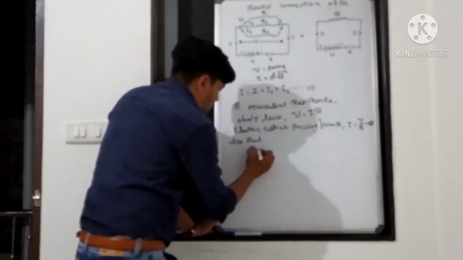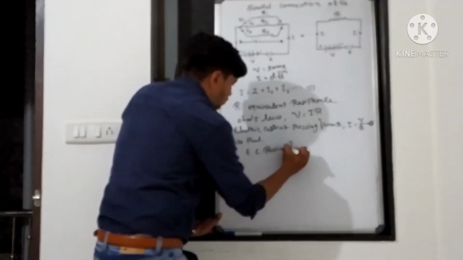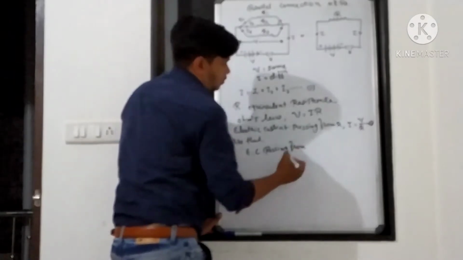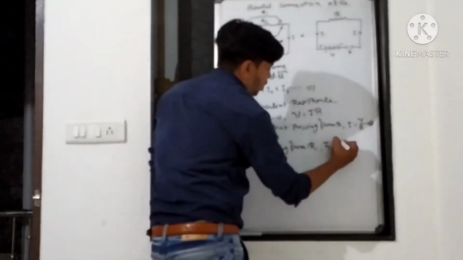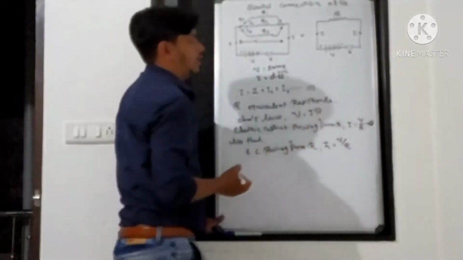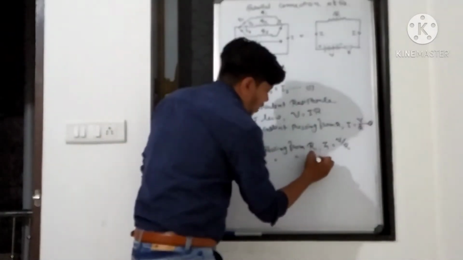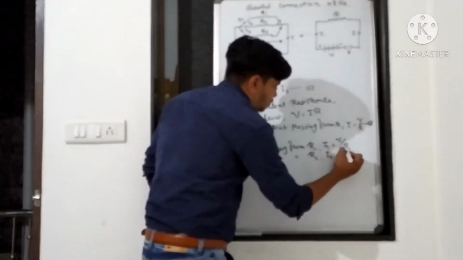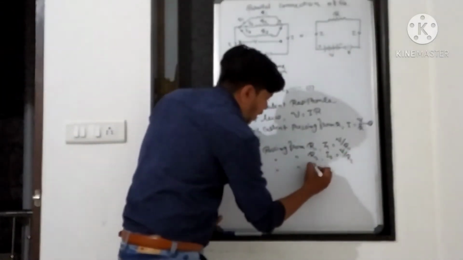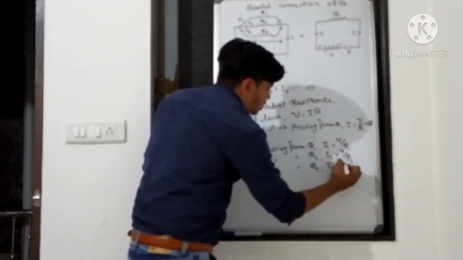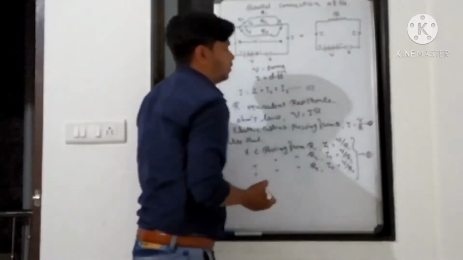In the same way, we can say that the electric current passing from R1 is I1. So I1 is equal to V upon R1, where V is the same but the resistance is different. Now the electric current passing from R2 is I2, which is V upon R2. And the electric current passing from R3 is I3, which is equal to V upon R3. Here it is equation number 3.